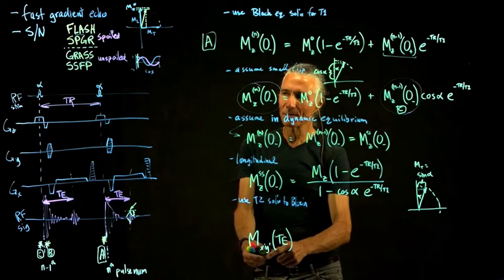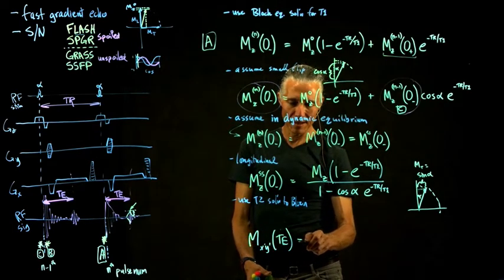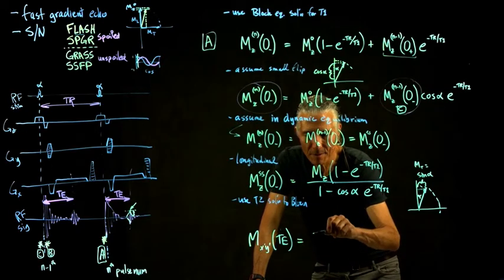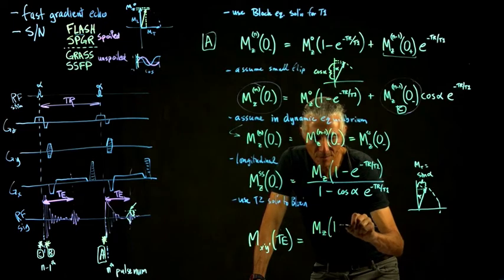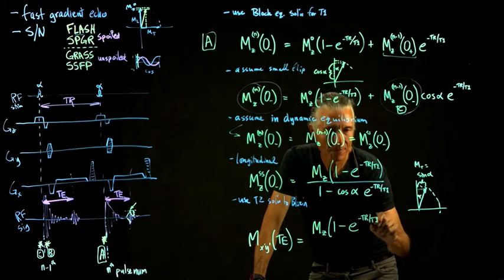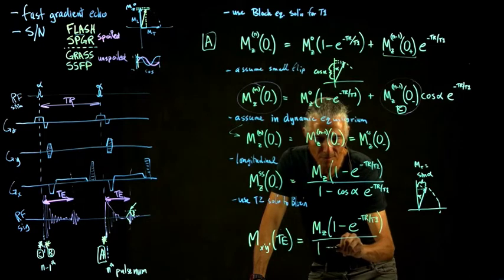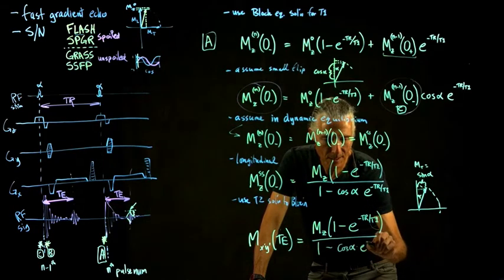It's the amount of recordable xy at time TE, and what's that going to be equal to? It's going to be equal to the same thing we had before, the amount of transverse that we recovered to, 1 minus e to the minus TR over T1, divided by the same thing, 1 minus cosine of the flip angle times e to the minus TR over T1 again.